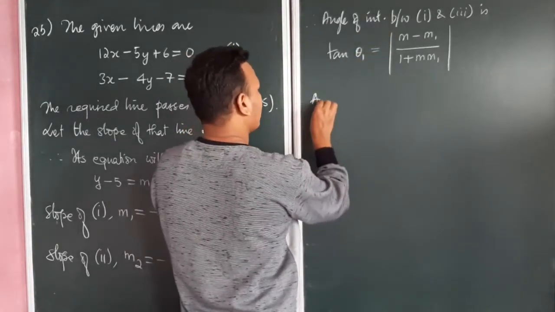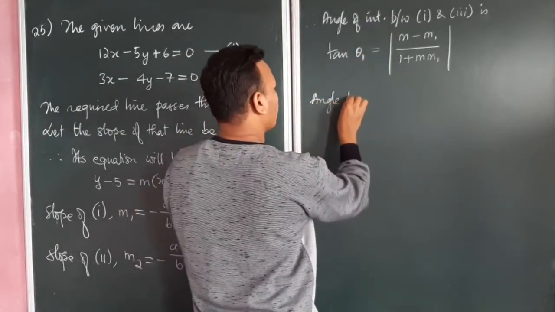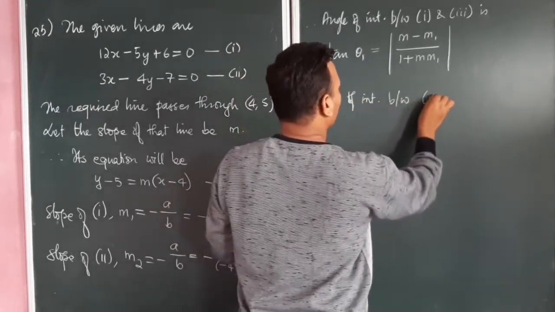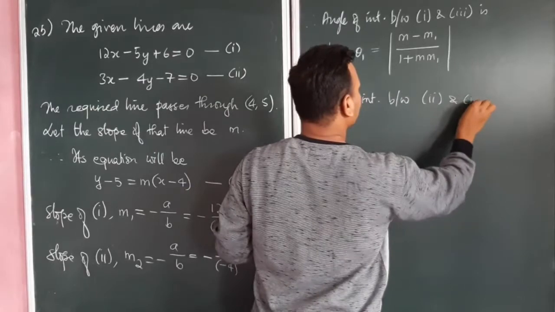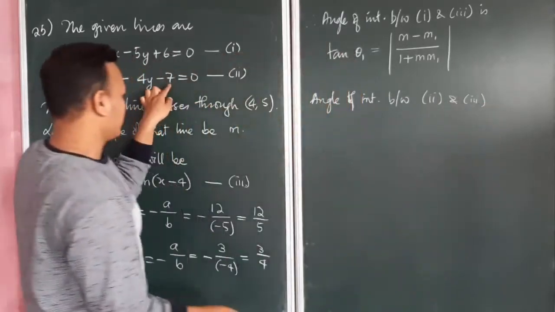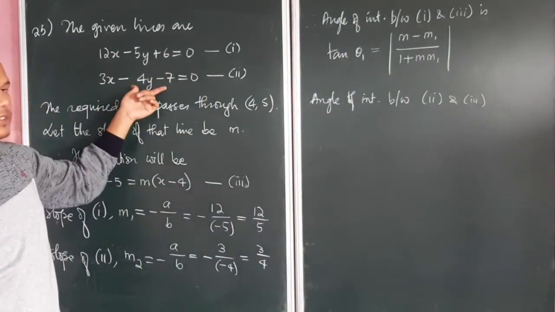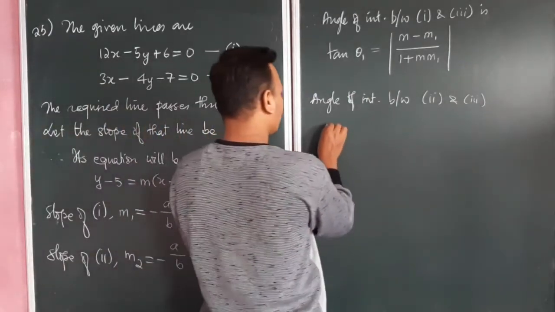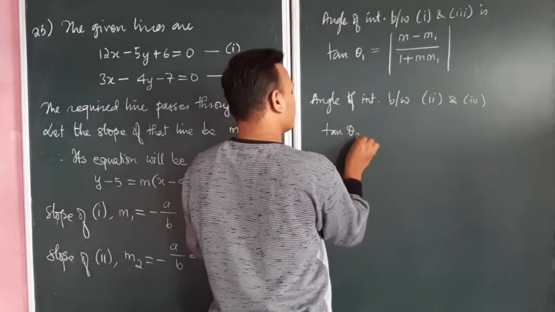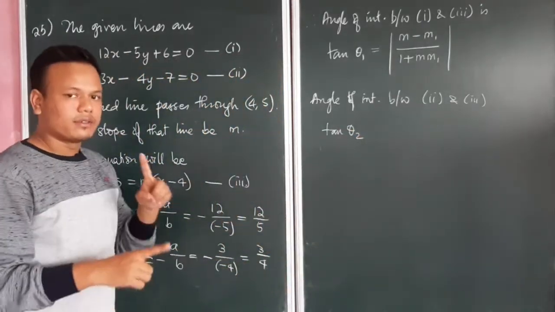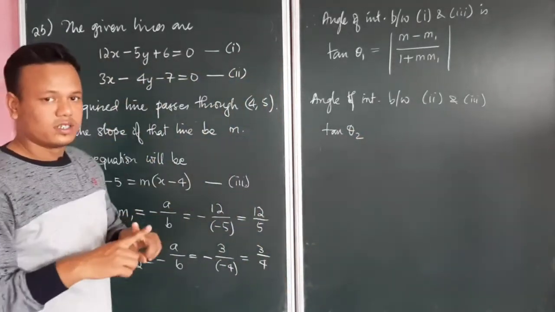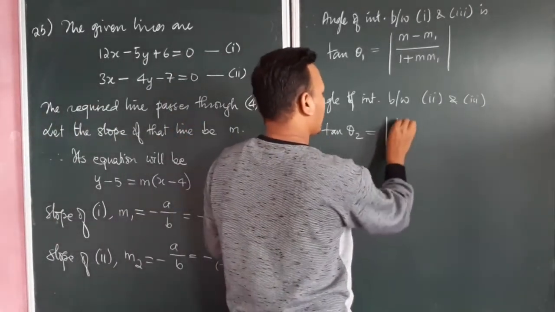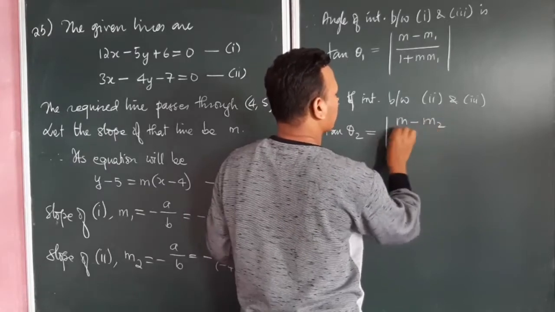Now the angle of intersection between 2 and 3. Let us find the angle of intersection between this line and this line. Again, the slope of this is m2, right? And the slope of this is m, right? So let me say that the angle of intersection between this and this is theta 2. That's why I'm writing tan theta 2 will be equal to m minus, this time, m2.